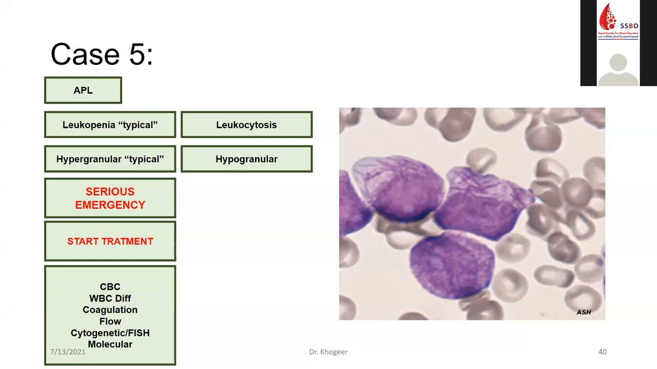Be careful. In cases with a markedly decreased white blood cell count, the abnormal promyelocytes are usually sparse in the peripheral blood. Therefore, a careful morphologic evaluation of the peripheral blood smear with identification of abnormal promyelocytes is crucial. This is why, when you have a smear with markedly decreased white blood cells, you have to look for these cells in the thick area and also in the tail.